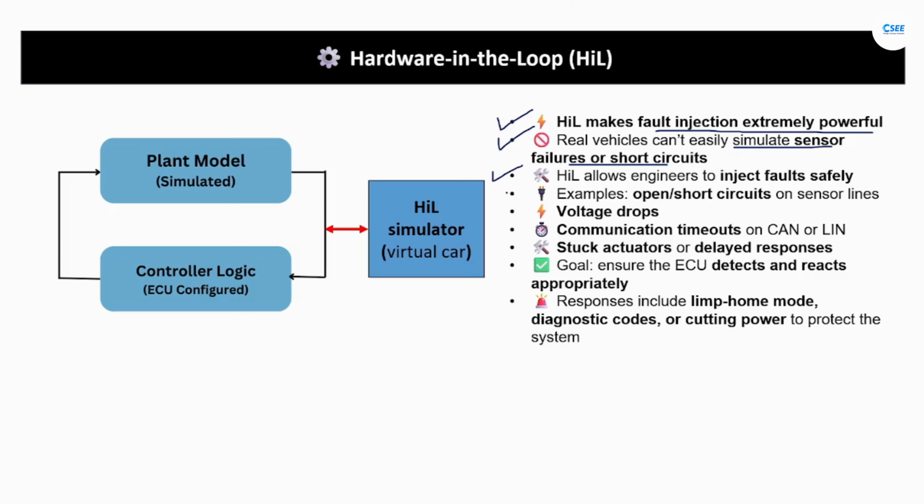Engineers inject faults like open or short circuits on sensor lines, voltage drops, communication timeouts on CAN or LIN, stuck actuators, or delayed responses. The goal is to confirm that the ECU detects and reacts appropriately, for instance, by switching to limp home mode, triggering a diagnostic code, or cutting off power to protect the system.